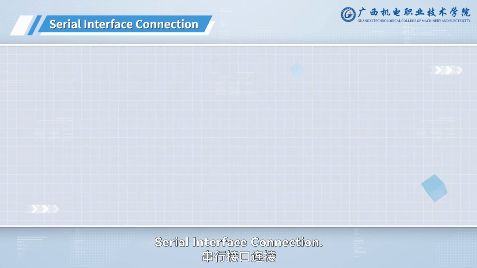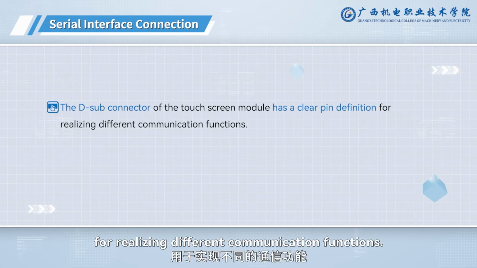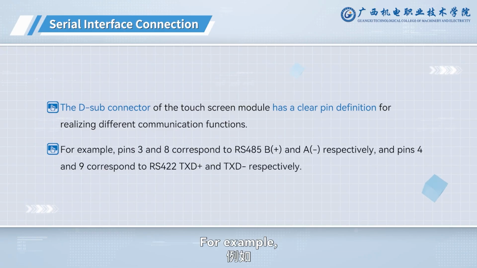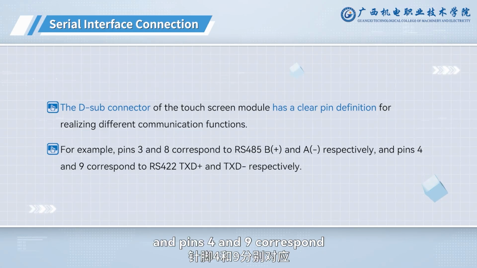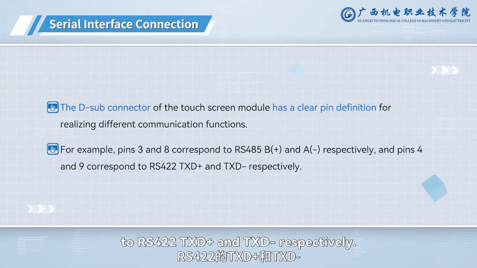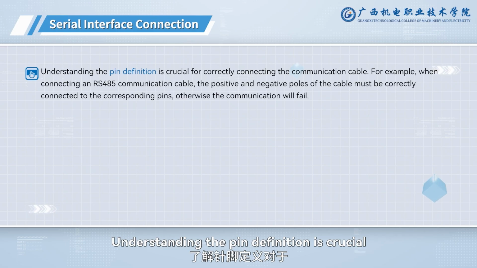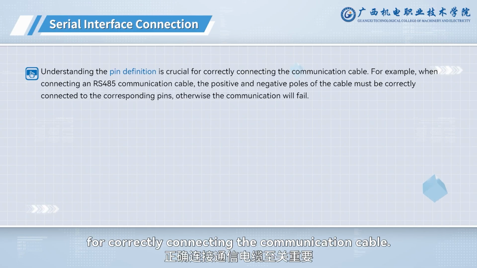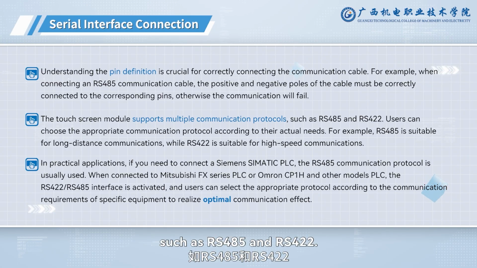Serial interface connection. The D-sub connector of the touchscreen module has a clear pin definition for realizing different communication functions. For example, pins 3 and 8 correspond to RS485 B plus and A minus, respectively, and pins 4 and 9 correspond to RS422 TXD plus and TXD minus, respectively. Understanding the pin definition is crucial for correctly connecting the communication cable. The touchscreen module supports multiple communication protocols, such as RS485 and RS422.